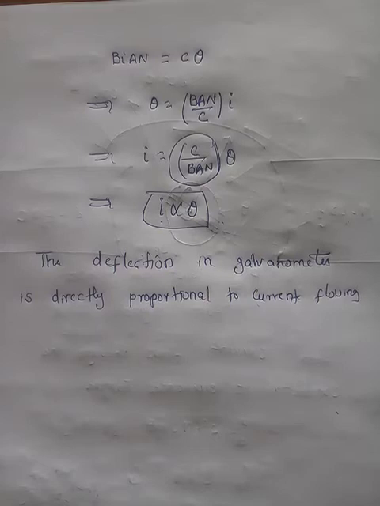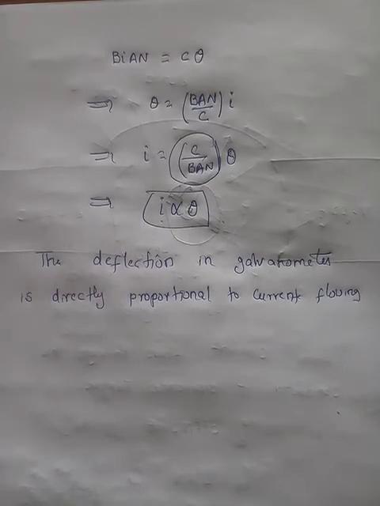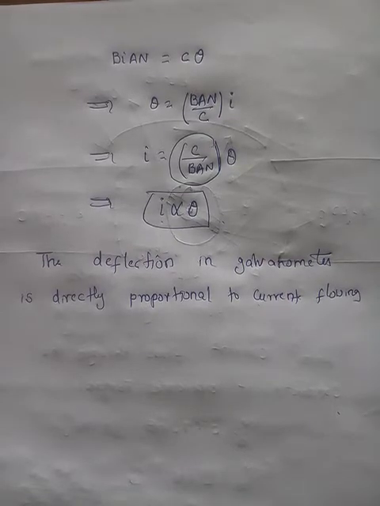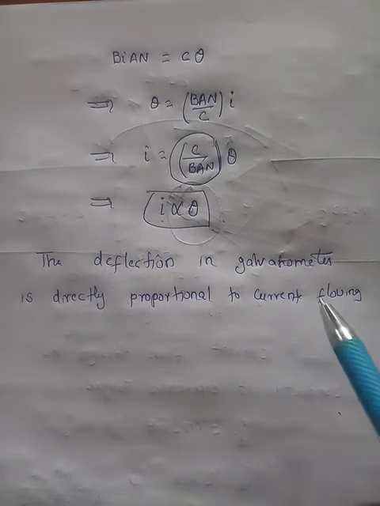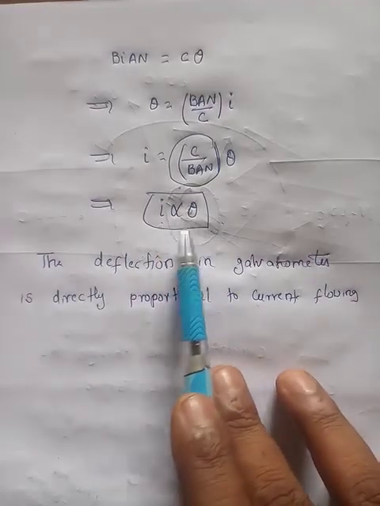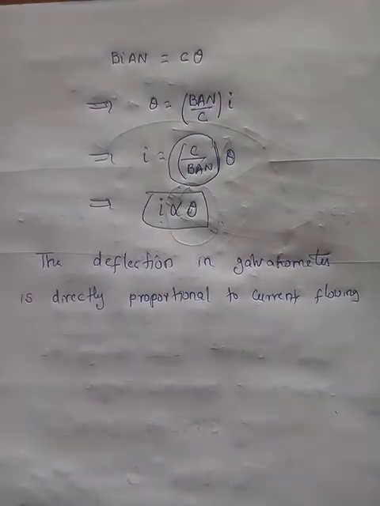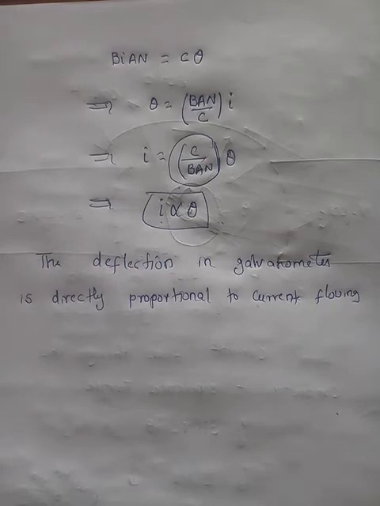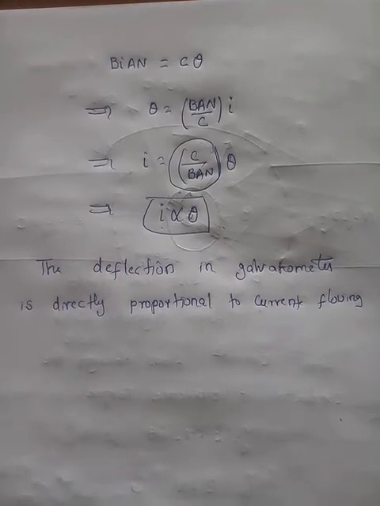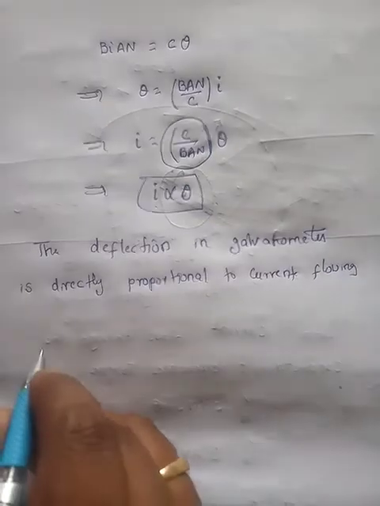Very good morning, students. In the last class we discussed the function of the moving coil galvanometer. What is a moving coil galvanometer? It is a device used to measure or detect the small current that is flowing in a circuit. Now we come to know that the deflection in a galvanometer is directly proportional to the current flowing through the coil or circuit.